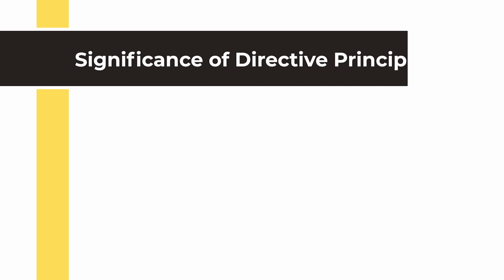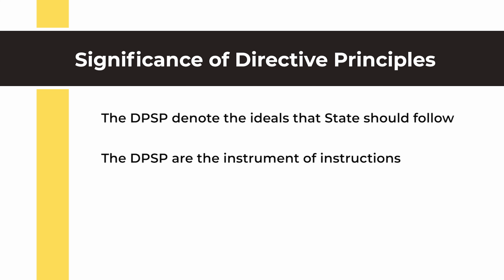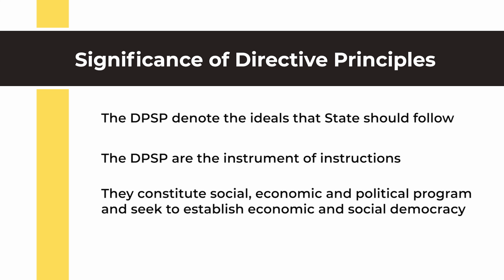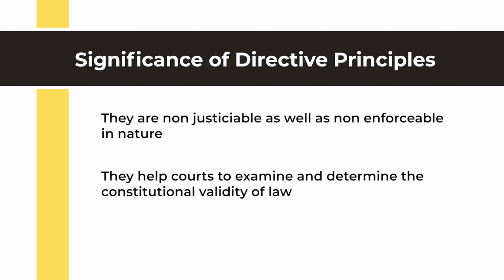The significance of directive principles. The DPSP denote the ideals that states should follow. The DPSP are instrument of instructions. They constitute social, economic and political program and seek to establish economic and social democracy. They are non-justiciable as well as non-enforceable in nature. They help courts to examine and determine the constitutional validity of law.